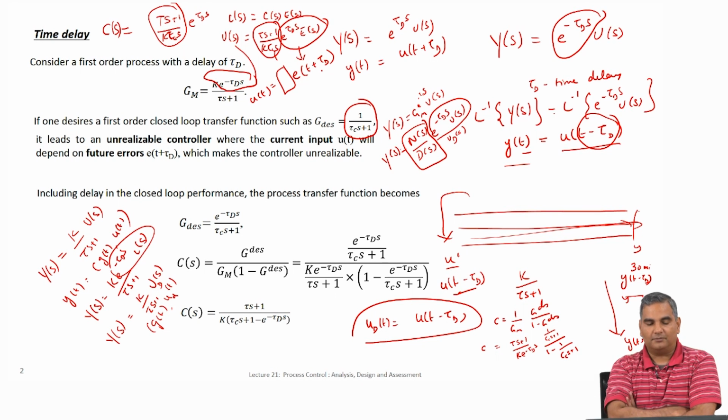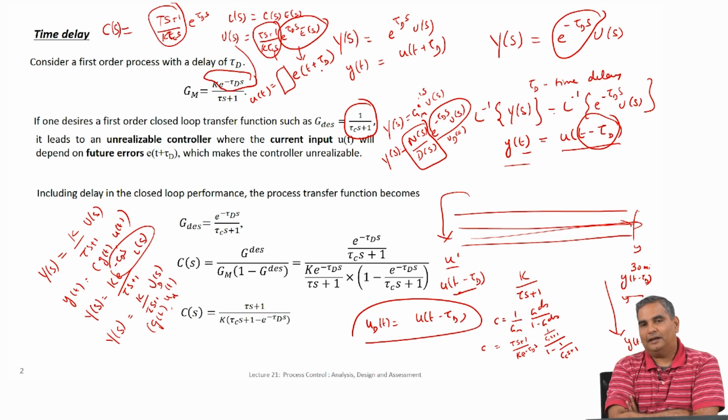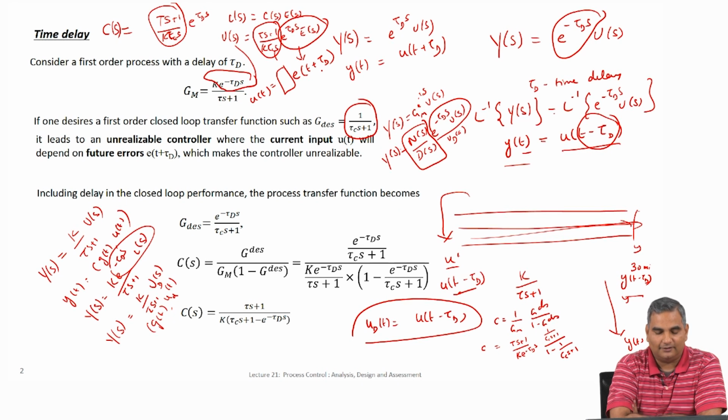So this becomes unrealizable. An interesting thing to notice is to think about this vis-a-vis the inverse response controller. In the inverse response model, because of this 1 over Gm, we got an unstable controller, whereas when you have a time delay system, because of this 1 over Gm, you are going to get an unrealizable controller, because the computation of the current input requires errors in the future.